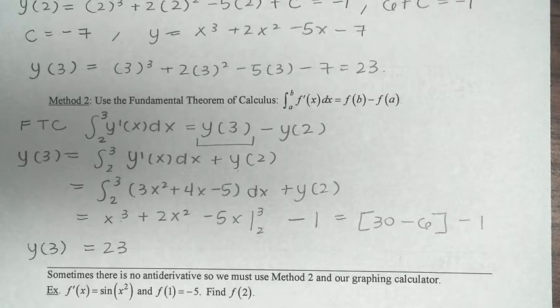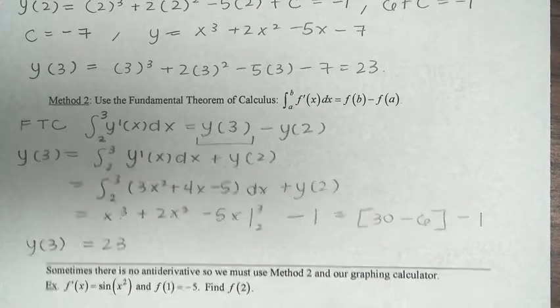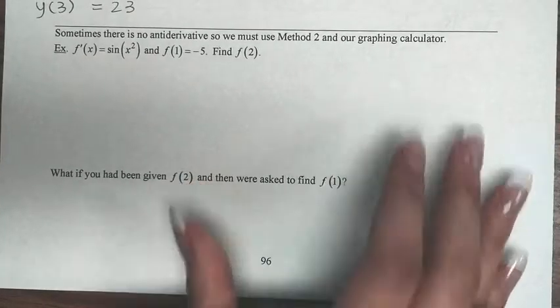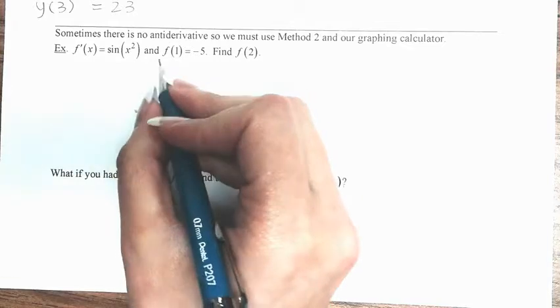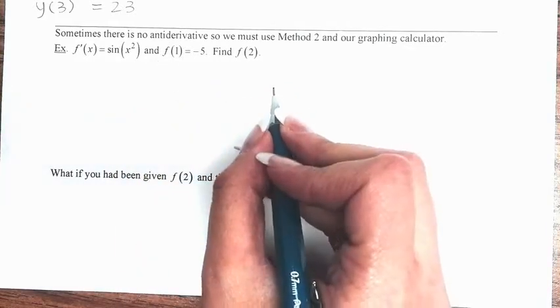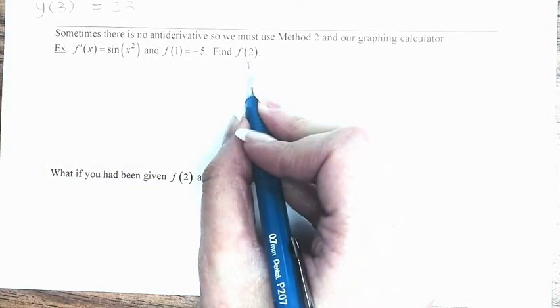That's for this problem. So sometimes when we need to use the calculator, what are you going to do? Sometimes, like in this problem that we have over here, there's no antiderivative, so you need to use method 2 and our graphing calculator. Over here I gave you that f prime of x is going to be equal to sine of x squared, and I gave you the initial condition that f of 1 is equal to -5. And we want to find f of 2.